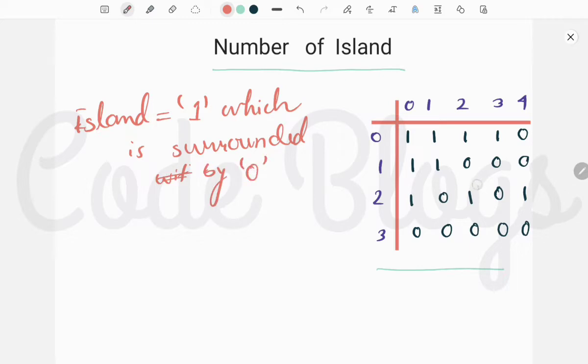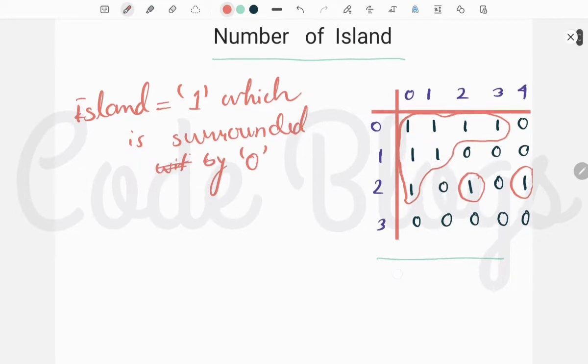So here this one is surrounded by 0, that means this is an island, and this is also an island which is surrounded by 0, and this one too. This one is totally an island that is surrounded by 0. So we have to find the total number of islands.